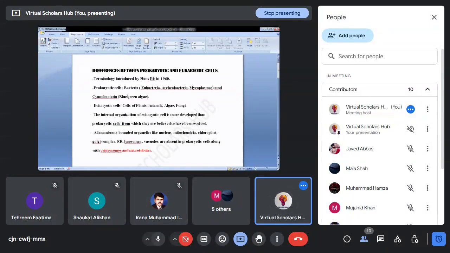Okay. Next, the internal organization of eukaryotic cell is much more developed as compared to prokaryotic cells from which they are believed to have evolved. There are two concepts in this sentence. Number one, the internal organization of eukaryotic cell is much more developed because of the presence of membrane bounded organelles.